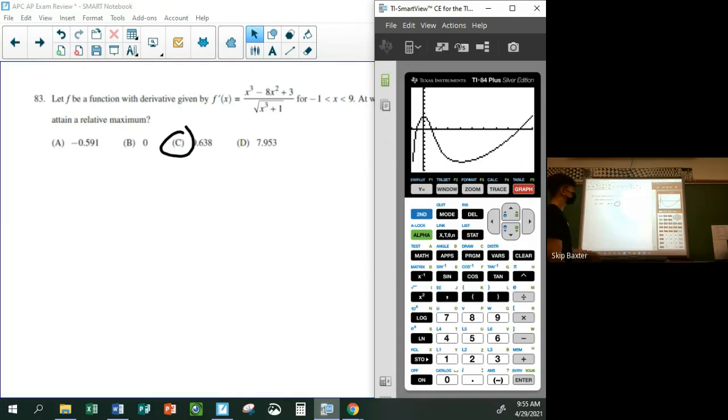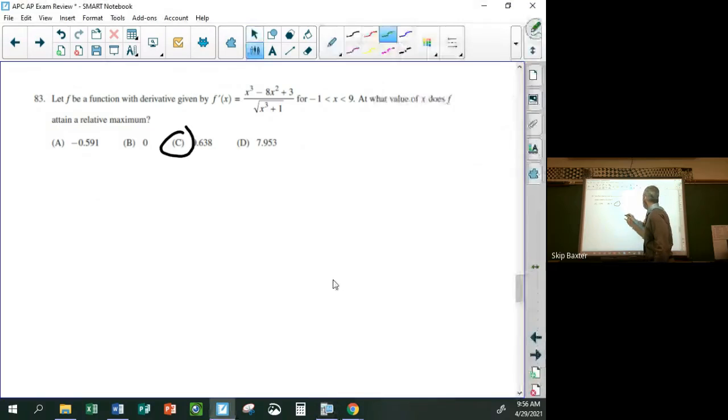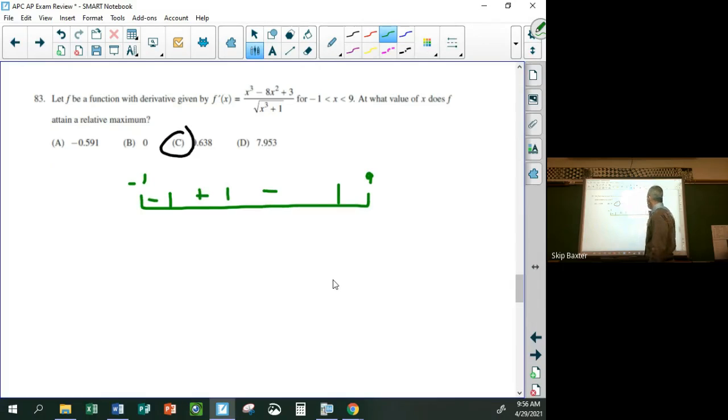Okay, you can see it's at about 0.6. Yeah, I agree. Any questions on that? Just something I would have done a little bit differently. I would have actually done a sign chart because it's a little more graphically clear to me. So if this is -1 and this is 9, you have 3 zeros, and then you do something like this, where it's decreasing, increasing, decreasing, increasing, and then you can see the maximum. The endpoints aren't included, so the only relative maximum here is at that middle value.